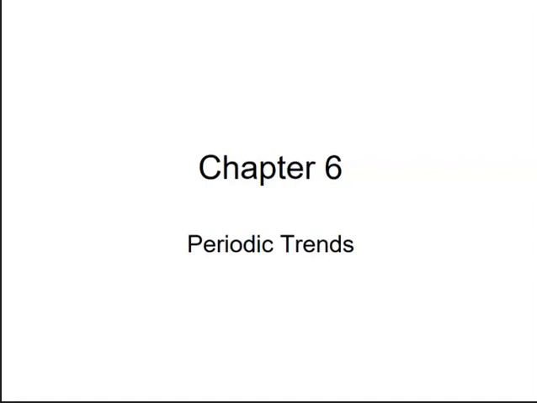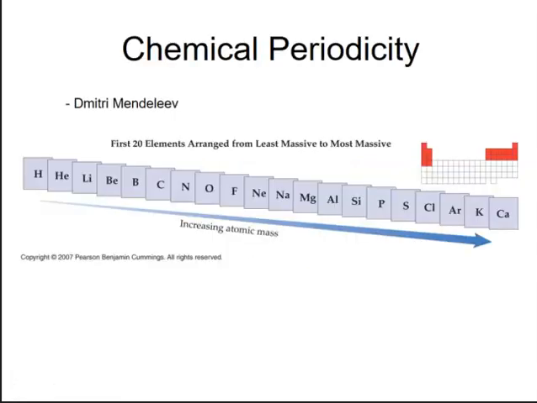All right, welcome to chapter 6. This is a pretty easy chapter, especially coming off of chapter 5, which has some crazy stuff in there. Chapter 6 is all about periodic trends and the periodic table.